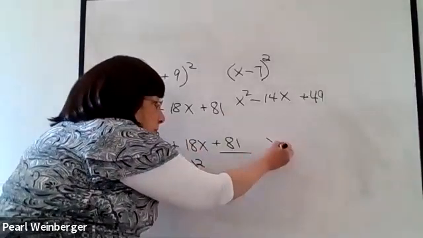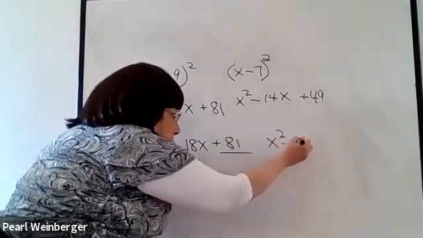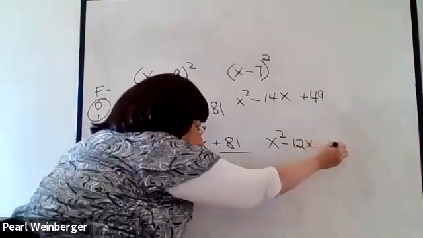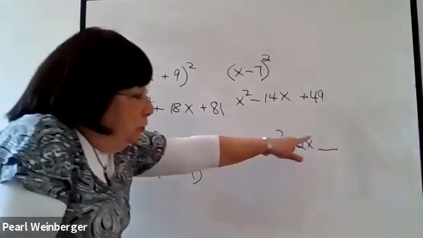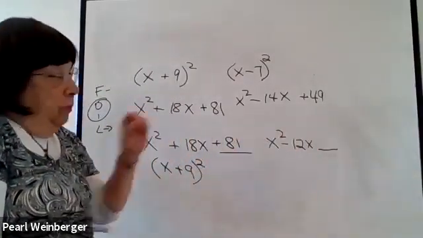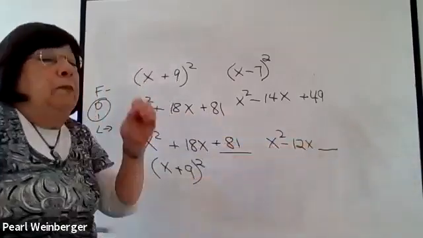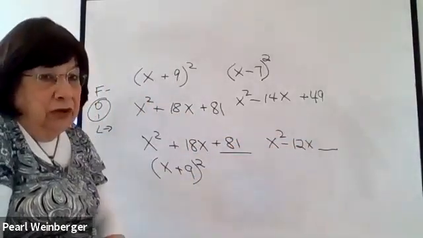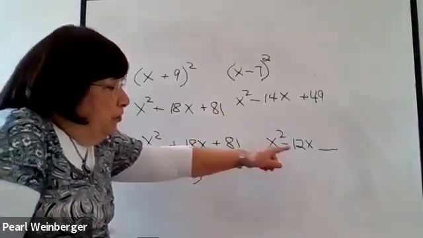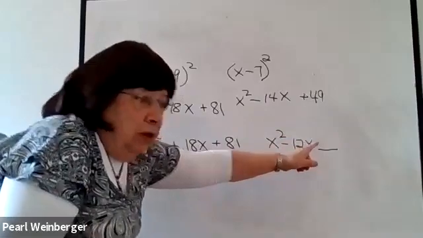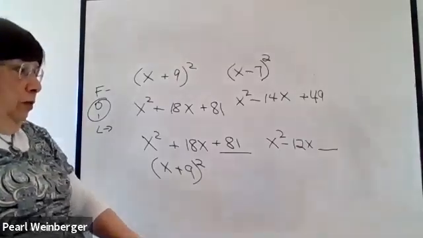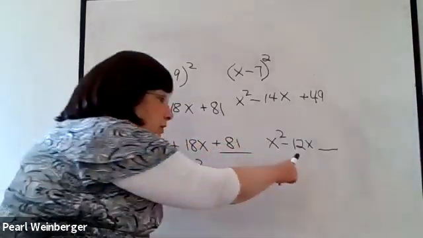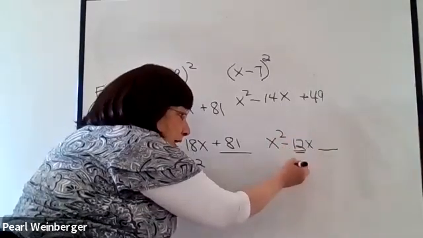Let's try another one. Suppose I gave you x squared minus 12x, and I left out that last number. And I said, I want you to put in a number here that will make this binomial complete the square. That's why this is called completing the square. Fill in the missing number that will make this into a perfect square trinomial. Well, remember what we said. You take half of that number, that's -6.